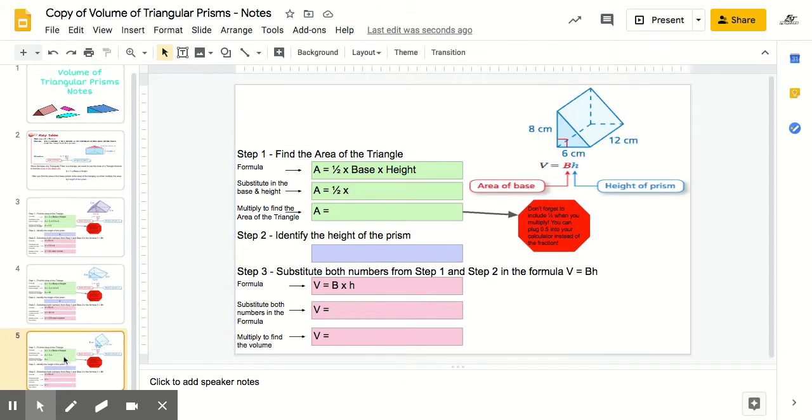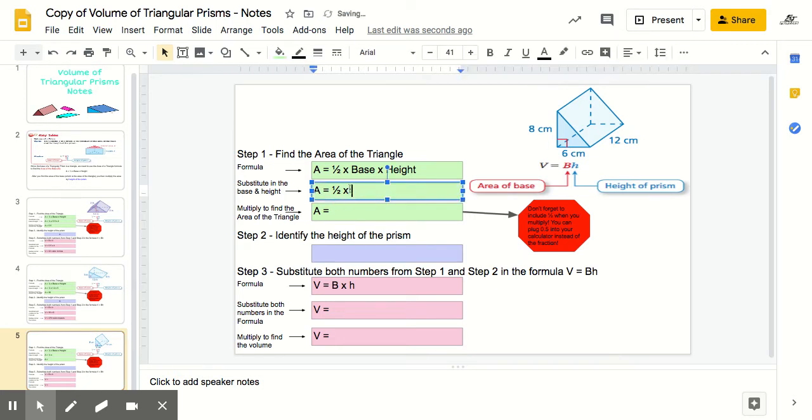All right, we'll do one more. Here we have another triangular prism. Again, our first step is to find the area of this triangle right here. So again, guys, we're looking at this triangle. So we're going to be using the unit of measurements that are right next to this triangle. We're not paying attention to this 12 centimeters yet.